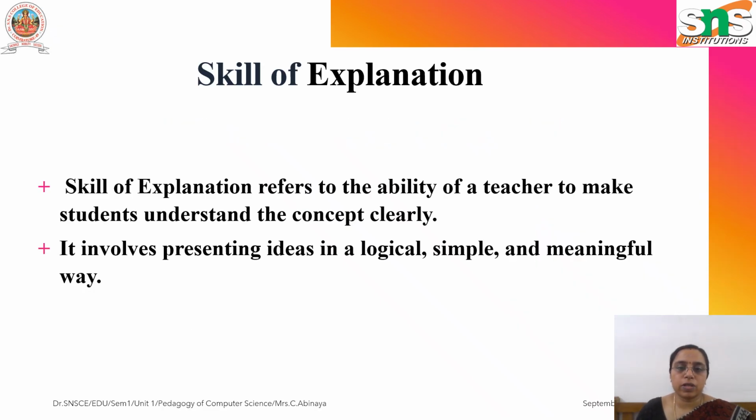So, skill of explanation. What does this skill really mean? The skill of explanation is the ability of a teacher to present ideas in a logical, simple, and meaningful way. It's not just about speaking clearly, it's about breaking down concepts into manageable parts using examples and analogies, illustrations, and guiding the students step by step so that they can grasp the concept fully.